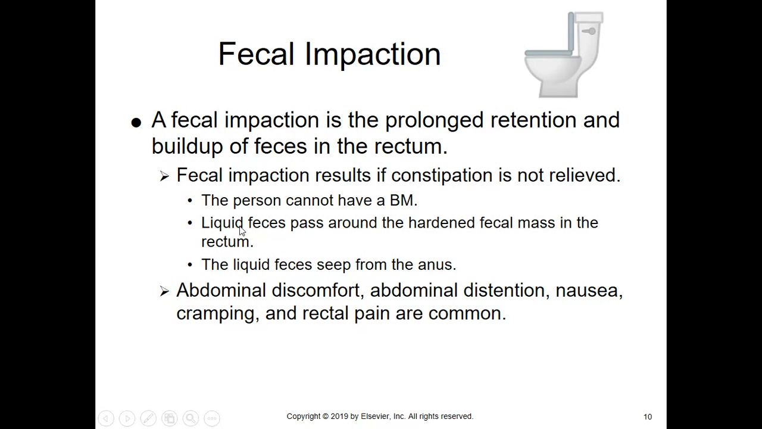Again, it happens because constipation is not relieved, and the person will start to leak or seep or have liquid stool around the mass that's stuck inside them. And when you hear mass, do not think automatically cancer. We're talking about just poop being stuck in somebody.